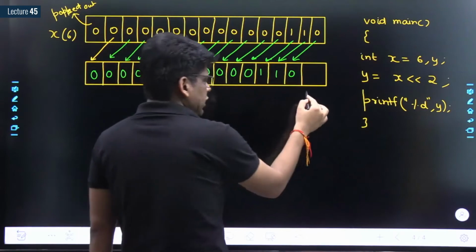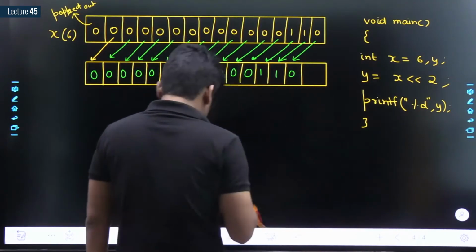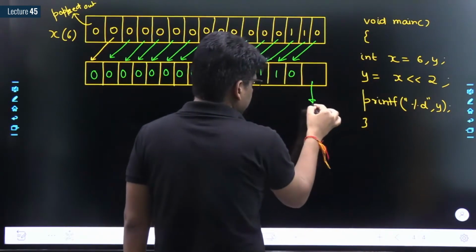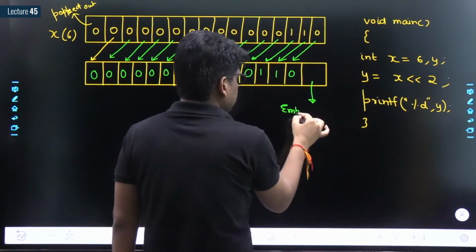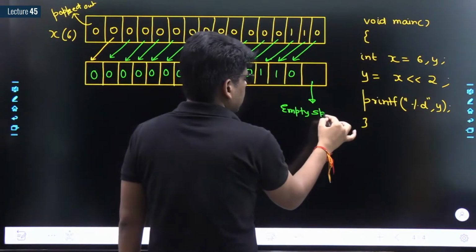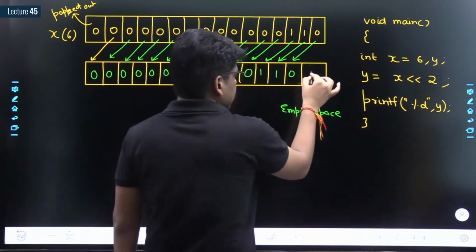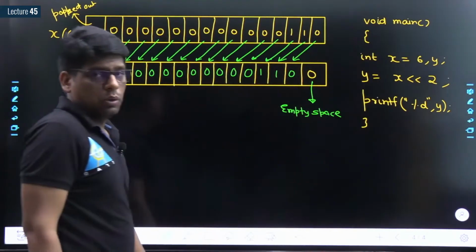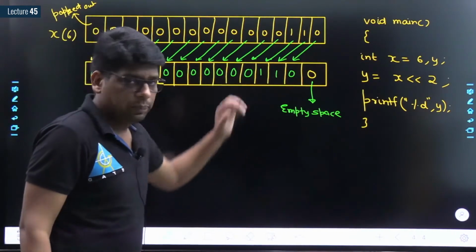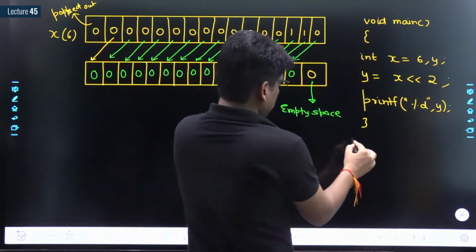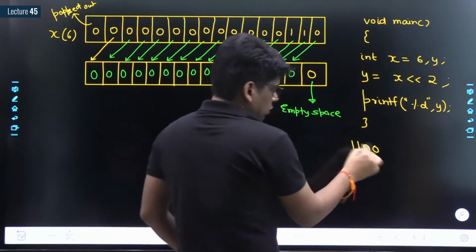Sir, we have empty space on the right side. Sir, the empty space needs to be filled by a 0. Okay. Sir, what is the new value? Let us calculate. See, these all are 0. That means, let me recalculate. 1, 1, 0, 0. What is the decimal value?